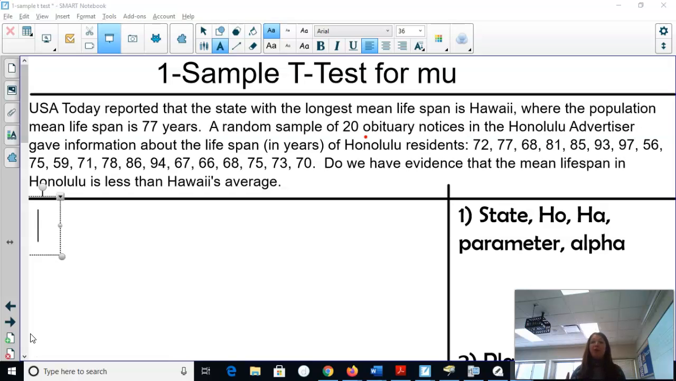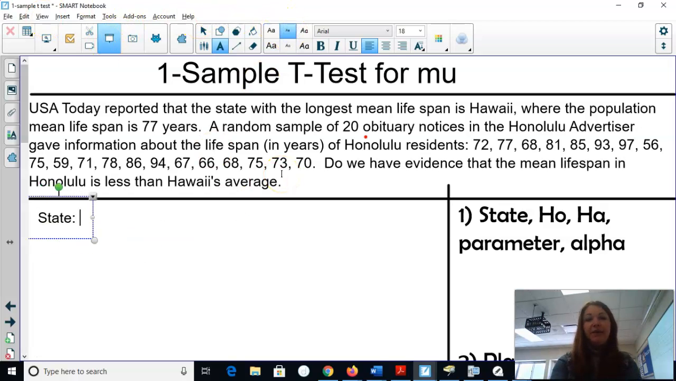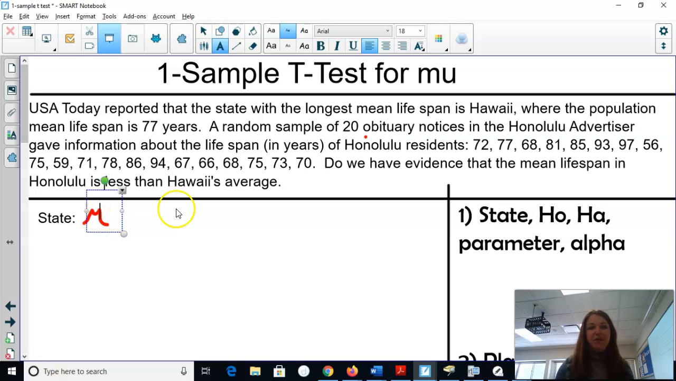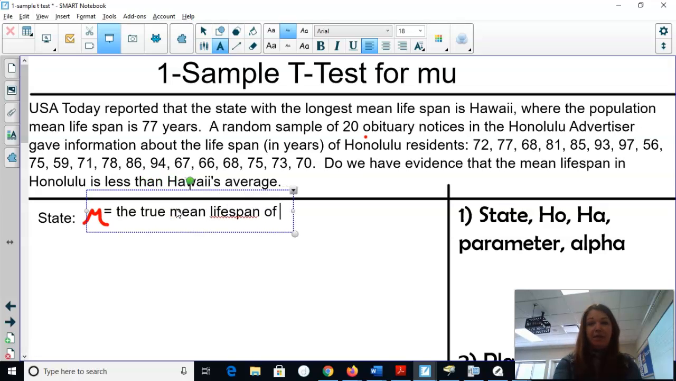Step 1, we want to state our null, our alternative, our population parameter, and our alpha. In that statement, I always want to start with the population parameter. Why? That's telling the story. What is this story about? We're dealing with mu today, that kind of weird M right there. So our mu is equal to the true mean lifespan of Honolulu.